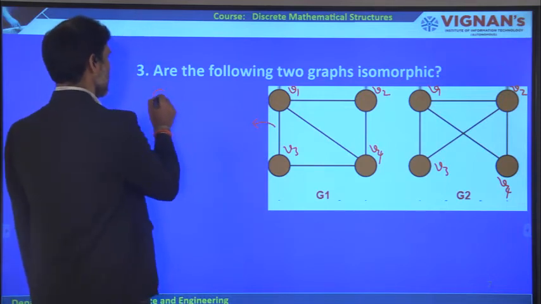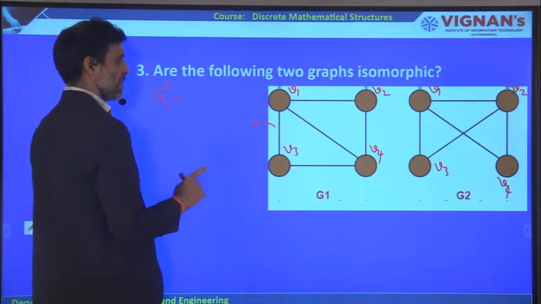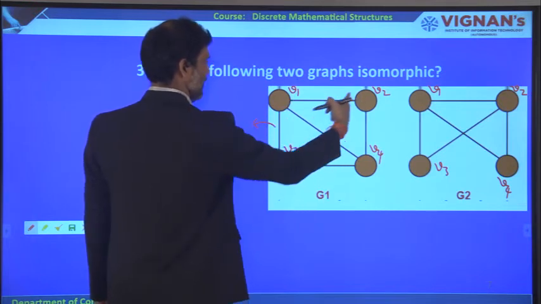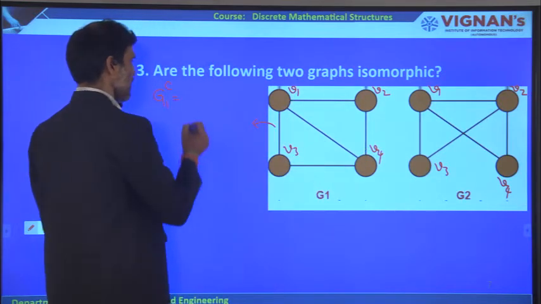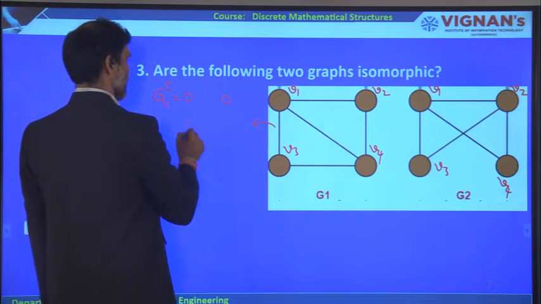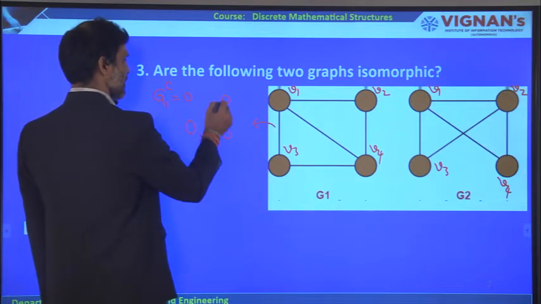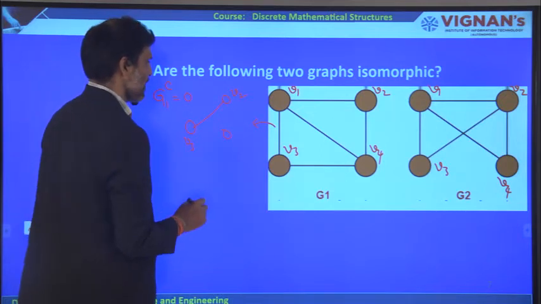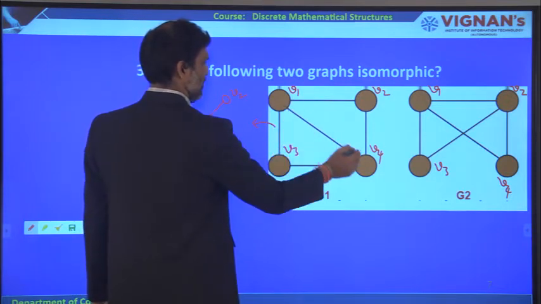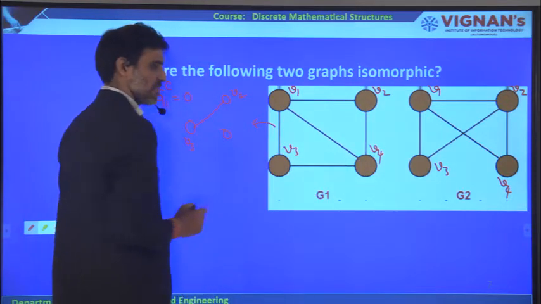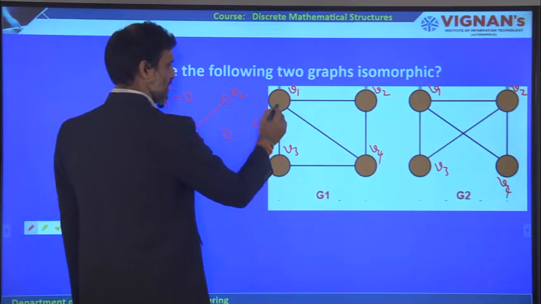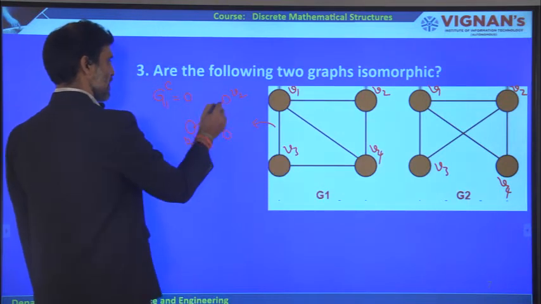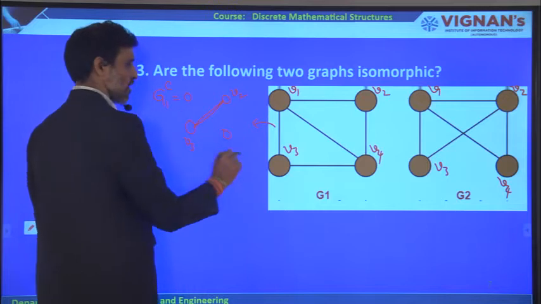What is the complement? G1 complement is equal to, so complement means it is not a complete graph. See, V1 is connected with V4, but V2 is not connected with V3. So you have to take the graph like this. So what is the complement of this graph? Because V2 is not connected with V3, you will get a complement like this. Similarly, you have to check with V4. V4 is connected with V1, V2, and V3. So it is connected. Similarly, V3 is connected with V1 and V4, but V3 does not connect with V2. So here it is connected. So for the first graph, this is the complement.